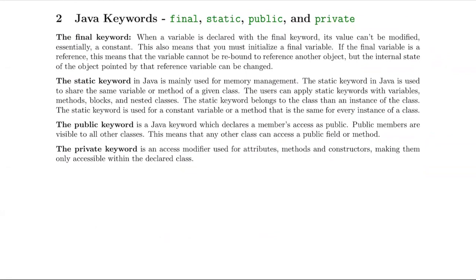A real quick recap: the final keyword, as the word means, means that the value cannot be modified. So essentially a constant value. This also means that you must initialize a final variable. We will see that later in examples. If a final variable is a reference, that means the variable cannot be rebound to reference another object, but the internal state of the object pointed to by that reference variable can be changed. This might be a little difficult to understand in words, but we will see an example later on.